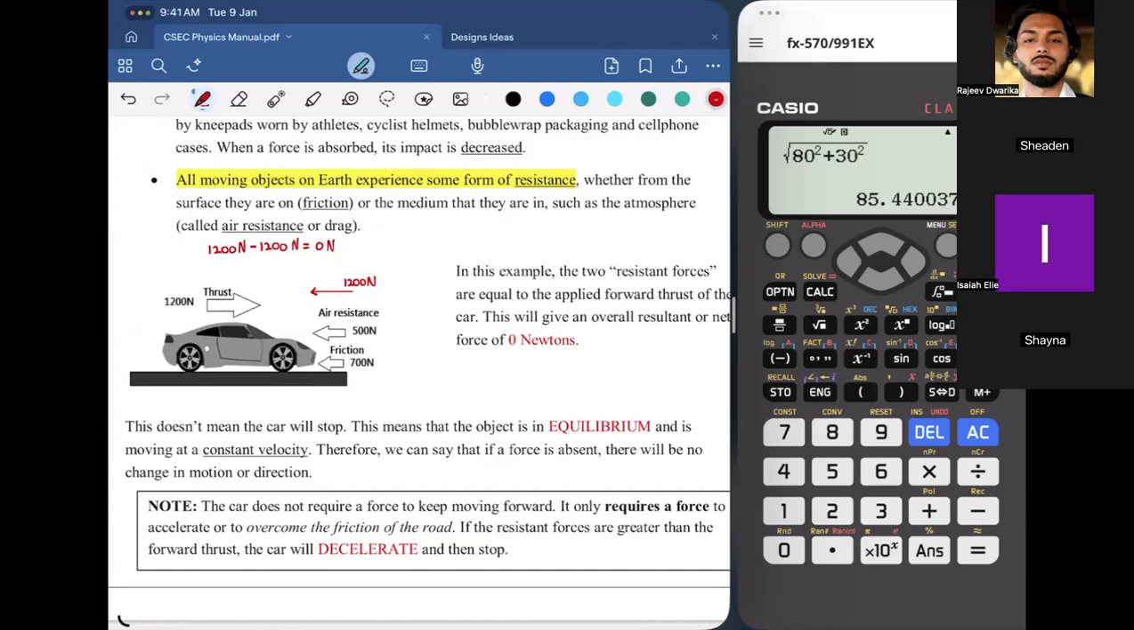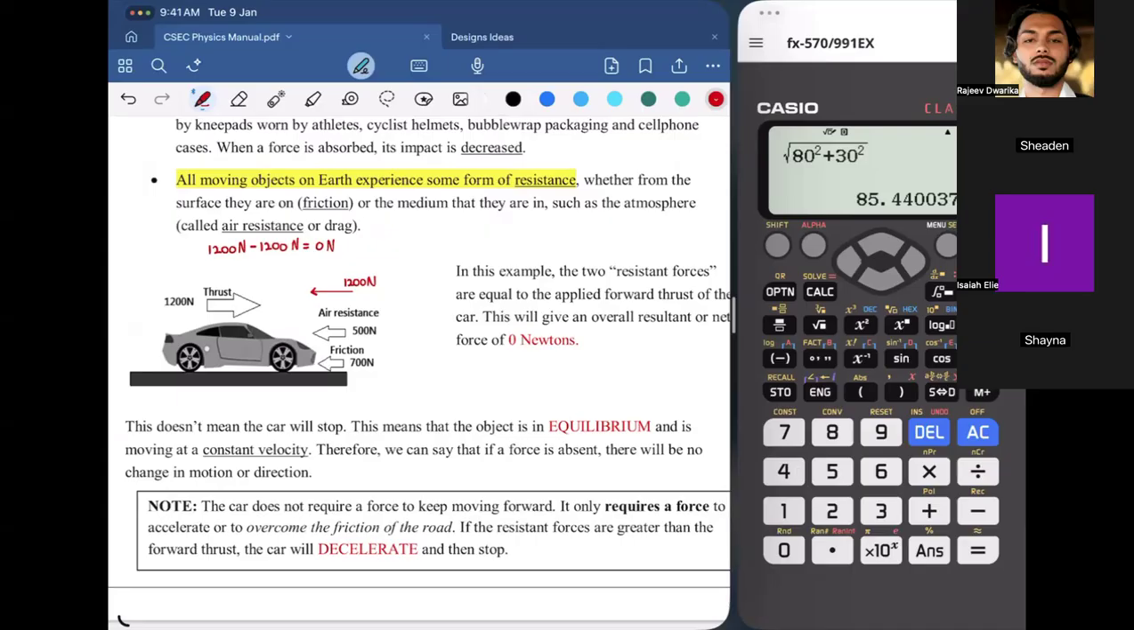Now, Shay, that's a bit weird to understand, right? They're saying that it doesn't mean the car will stop. That sounds weird, right? They're saying that the car wouldn't stop. How do you feel about that? And logically, you're thinking that it should stop. I feel like in a sense it just wasn't moving in the first place. I feel like it's just staying still. Like the force was never there to begin with, because they were just automatically canceling each other out.